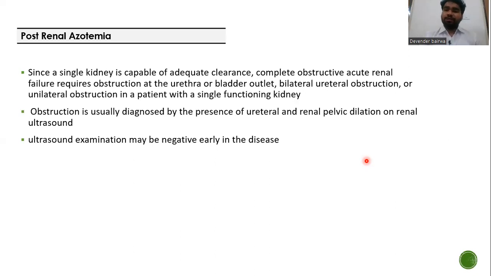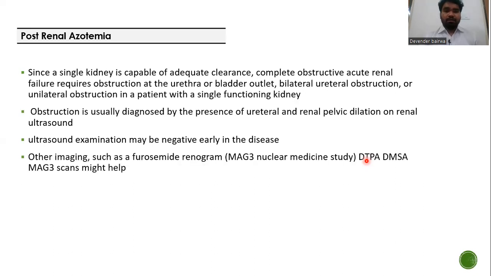If the obstruction is acute, the ultrasound examination may be negative. We can do some scans: DTPA scan, DMSA scan, MAG3 scan. DTPA and MAG3 are dynamic scans of the kidney, and DMSA is a static scan of the kidney.